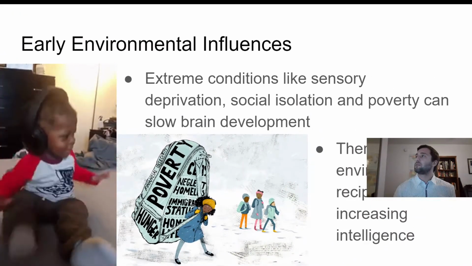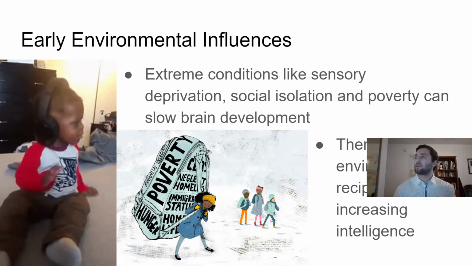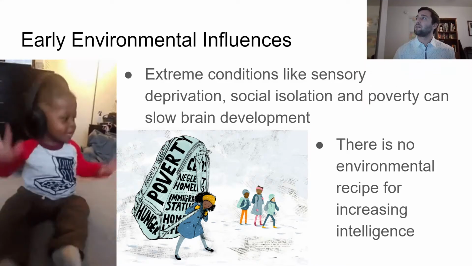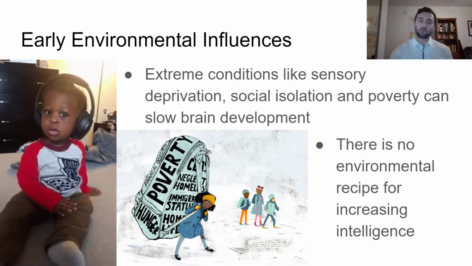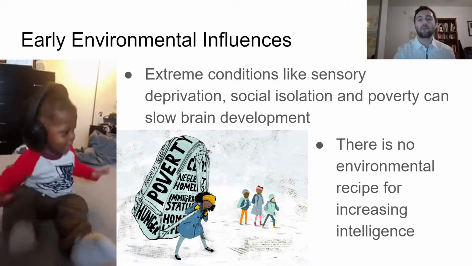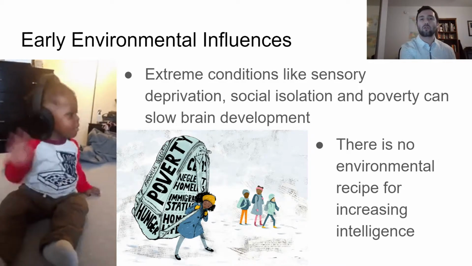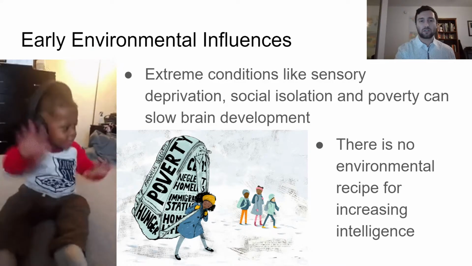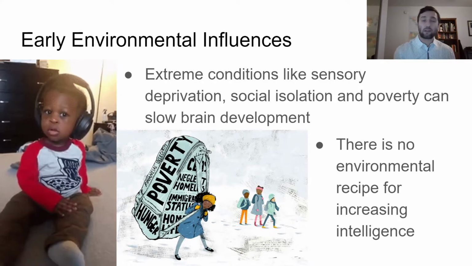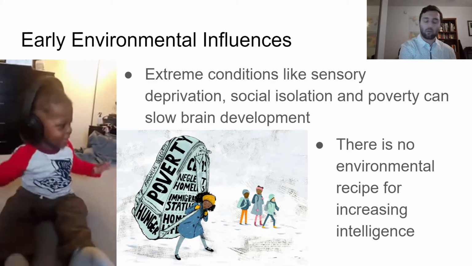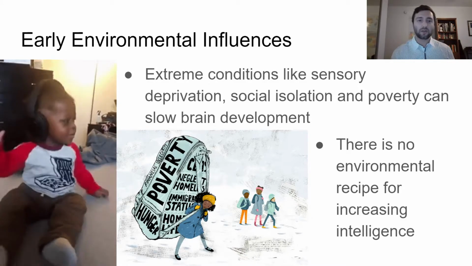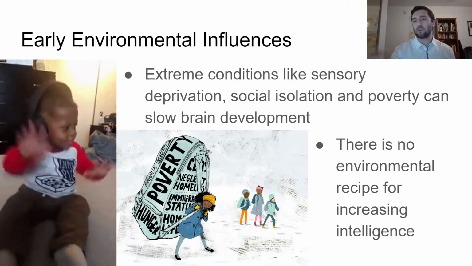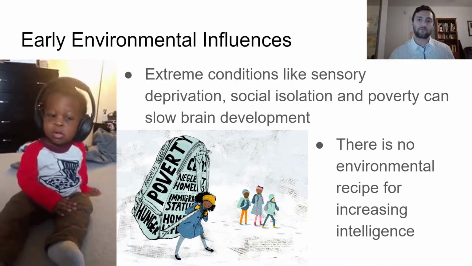So when we talk about environmental influences, a lot of them are especially important early on in life. We see that environmental influences are more impactful the younger you are. So if you're 1, 2, 3, 4, 5, 6 years old, you're going to have more of an impact if you have a bad environment than if you're 17, 18, 19 years old.